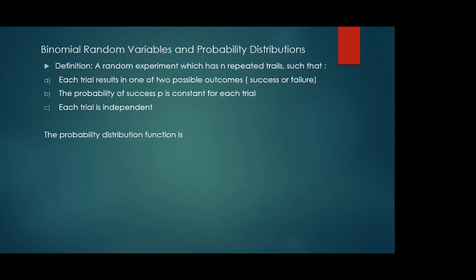So the probability distribution is represented by the probability that X is equal to x, which is n choose x, times the probability of success, which is P, raised to x, times the probability of failure, which is 1 minus P, raised to n, which is our sample size, minus x, which is our variable in question.